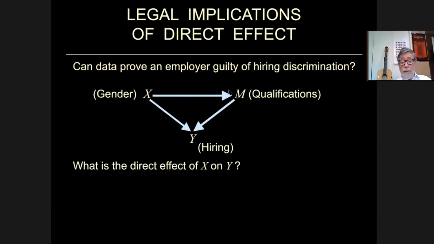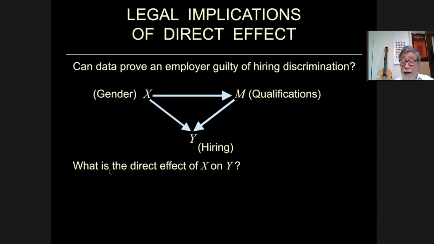Here we are punishing a guy for discriminating in hiring based on gender, even though this link, qualification, can be gender dependent. The employer is not responsible for society's ills that make women or men less or more qualified for the job. The employer is responsible only for this link. So what is the direct effect of X on Y?